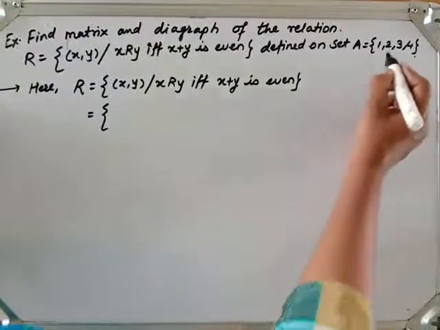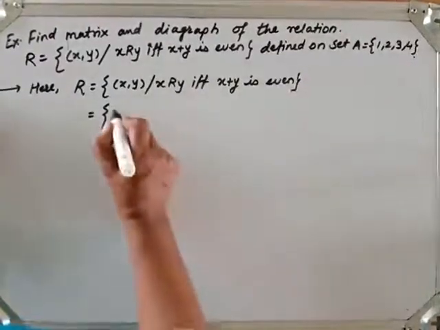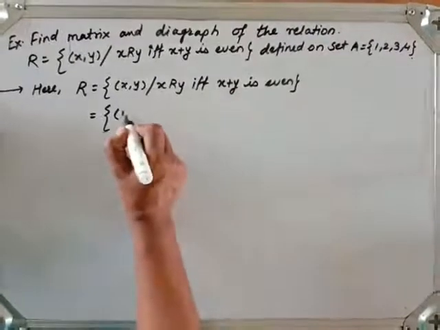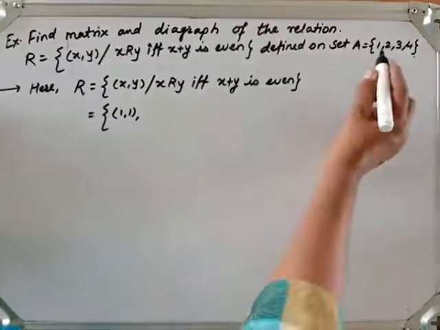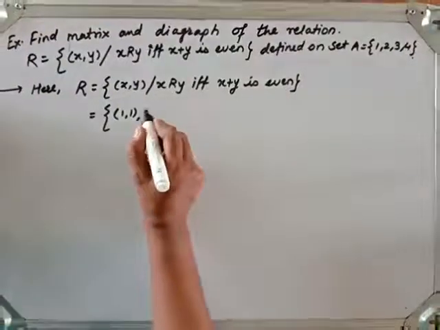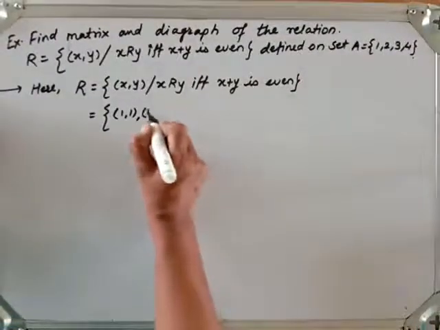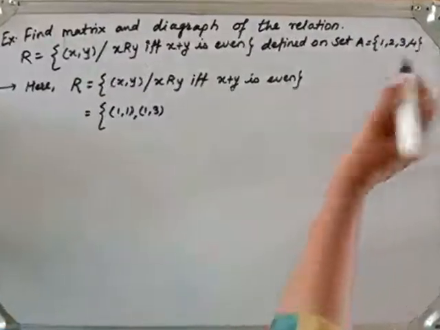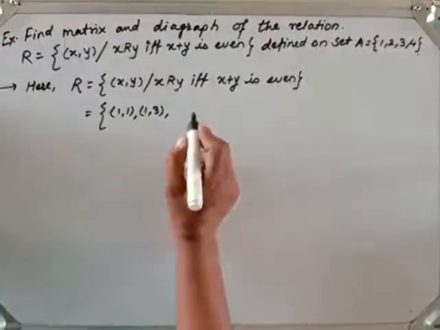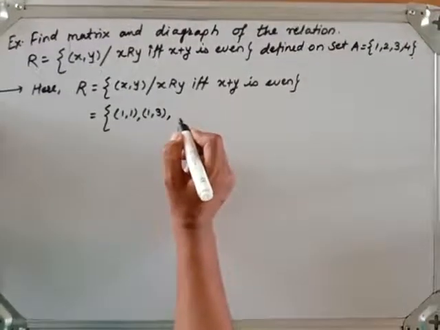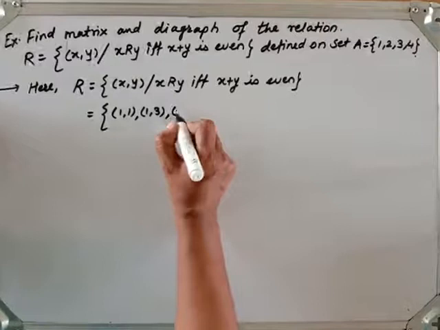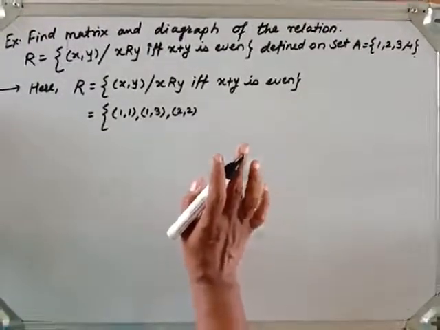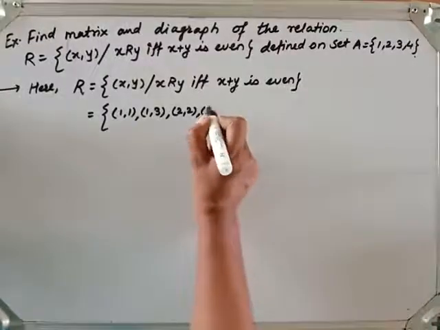So what does it give? Now look at 1 and 1. 1 plus 1 will become even. So it will be there. 1,2 is not there. 1,3 is there? Yes. 1 plus 3 will become 4. So that is even. 1,4 is not there. Fine. Because 1 plus 4 will become 5. So it is not even. Now 2,2. 2,2 is there. 2,3 is not there. Fine. Now 2,4 is there? Yes. 2,4 is there.